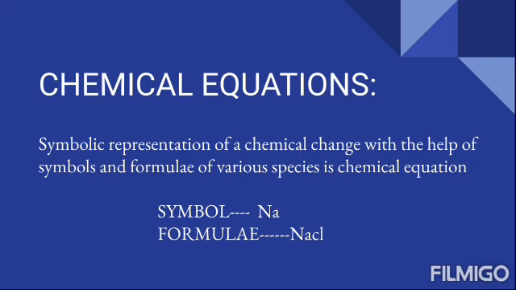Right. Topic: chemical equations. The symbolic representation of a chemical change with the help of symbols and formulae of various species is a chemical equation. Don't get confused between a symbol and a formula. A symbol is like sodium, for which it is Na. A formula is like two or more elements getting added, that is sodium chloride, NaCl. But sodium is totally different.